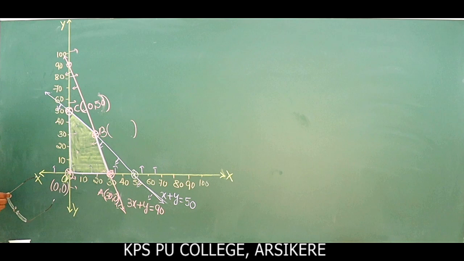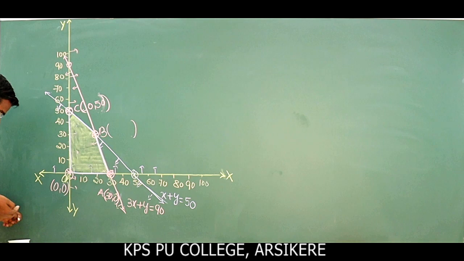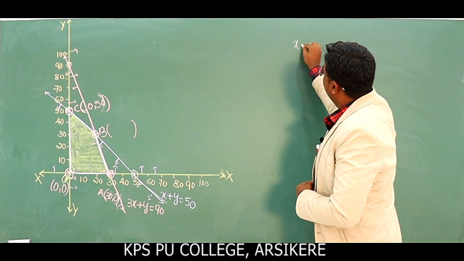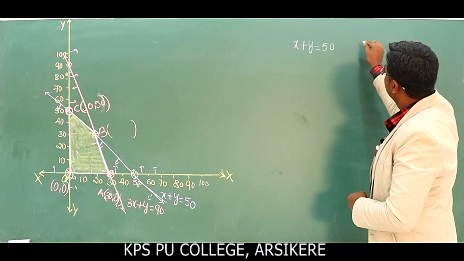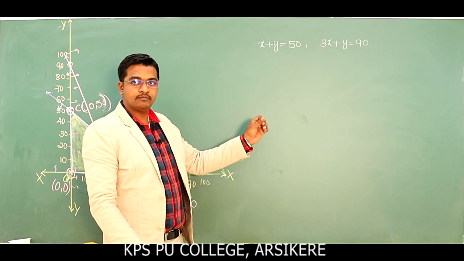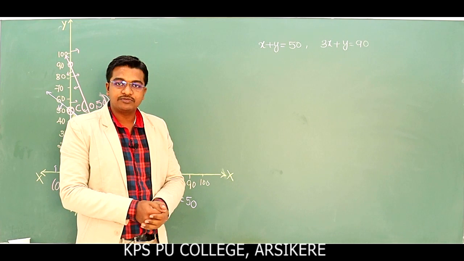Then how to solve this equation? First write the equation. So what is the equation? Equation is x plus y is equal to 50. Another equation, 3x plus y is equal to 90. Solve this. Here the equations are x plus y is equal to 50 and 3x plus y is equal to 90. So these two are linear simultaneous equations.